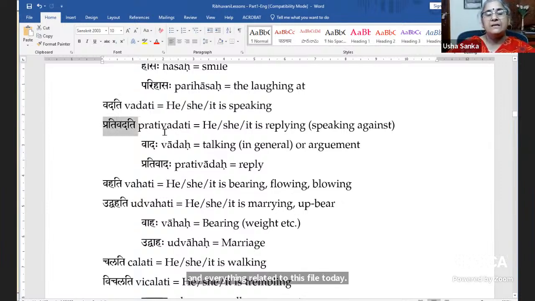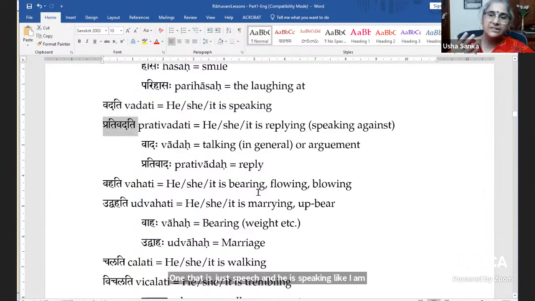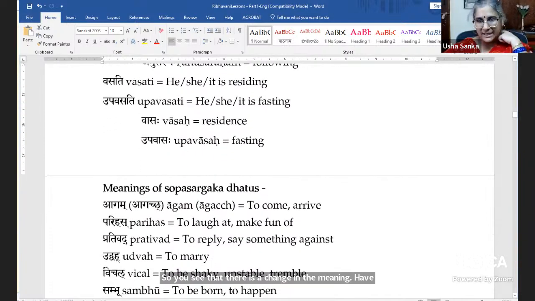Prativadati. So prativadati means he gives reply. Vadati, he just speaks. Any speaking, like I am speaking, is vadati. Usha vadati. But prativadati is you ask a question, I reply. That is the prativadati. So you see that there is a change in the meaning. Today we will concentrate on that meaning change.